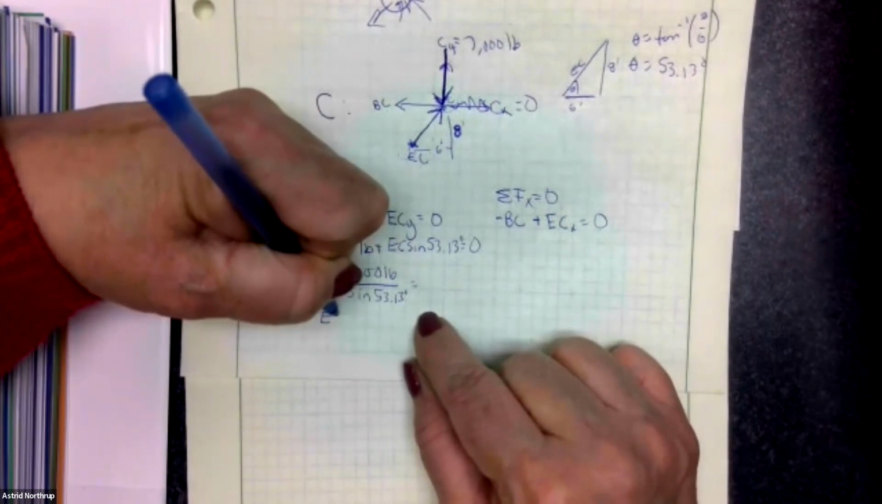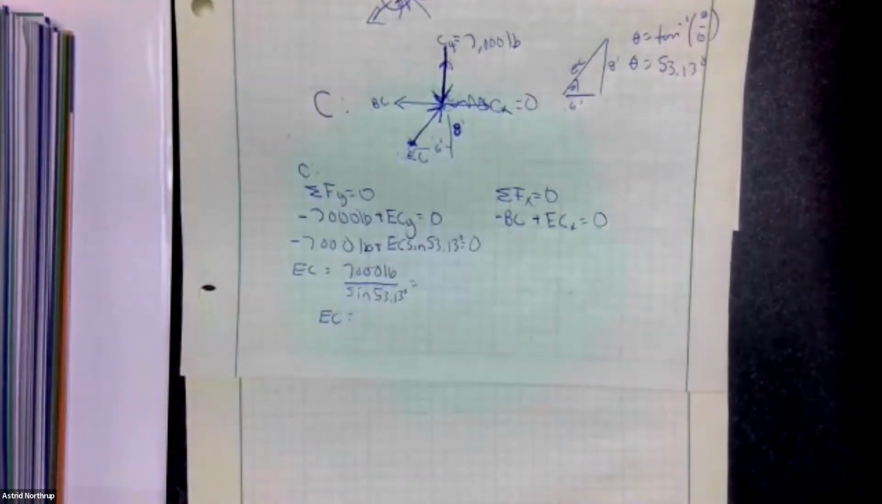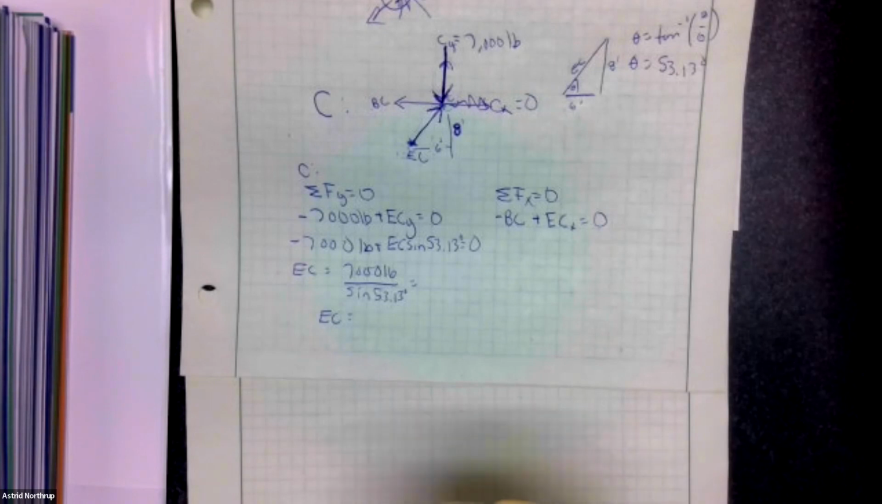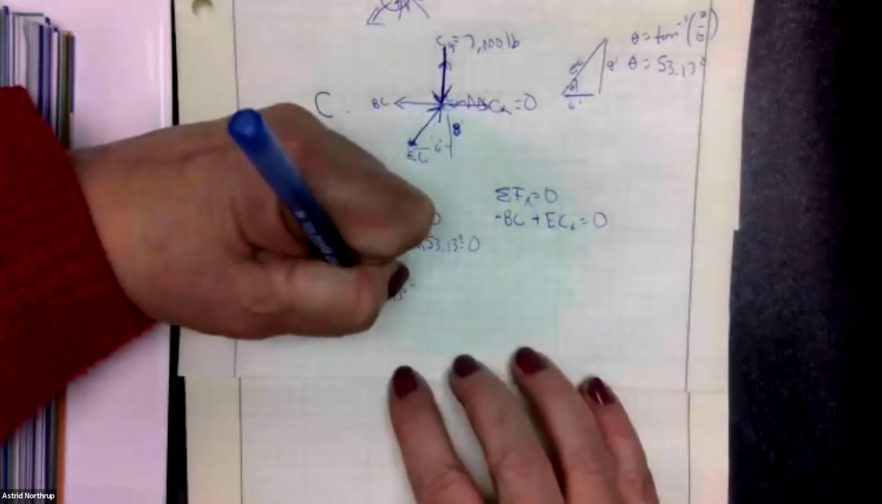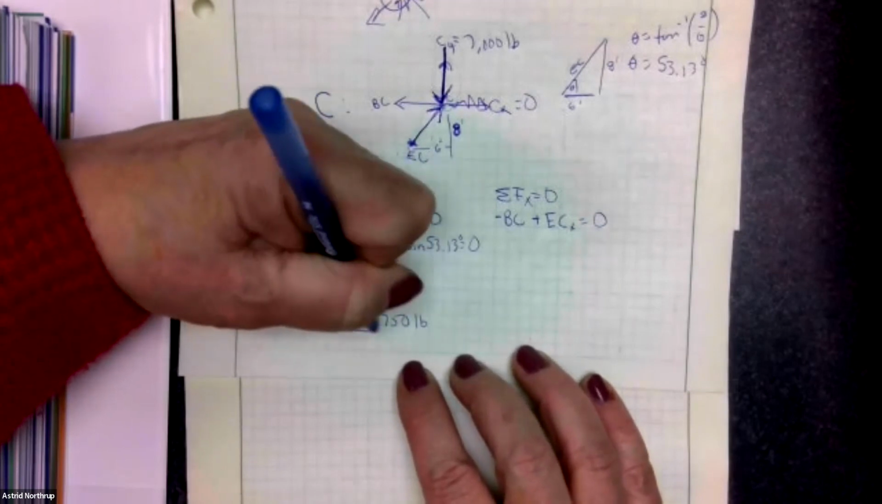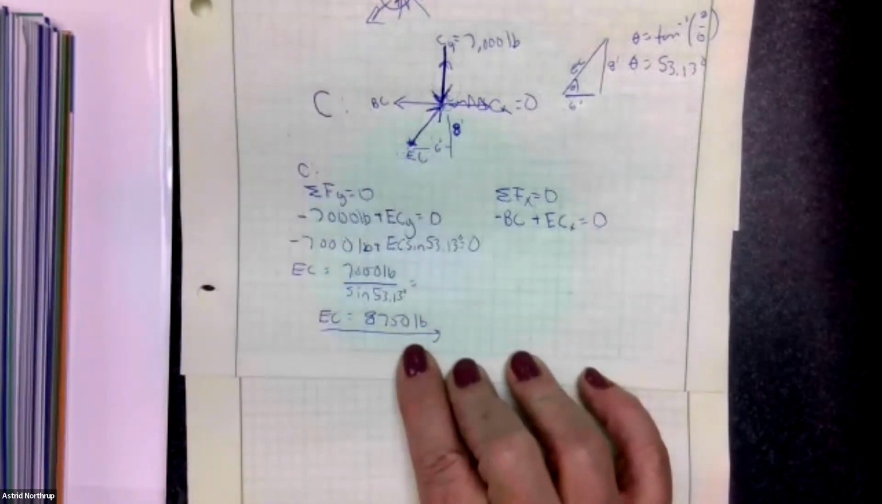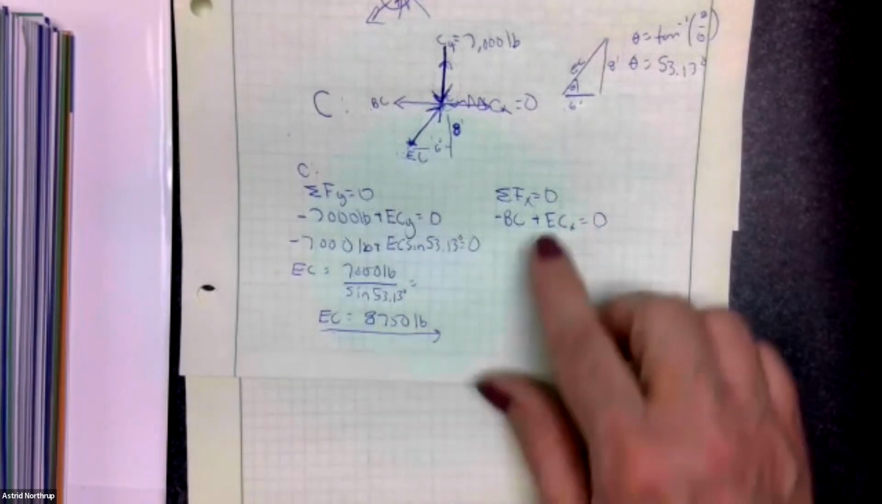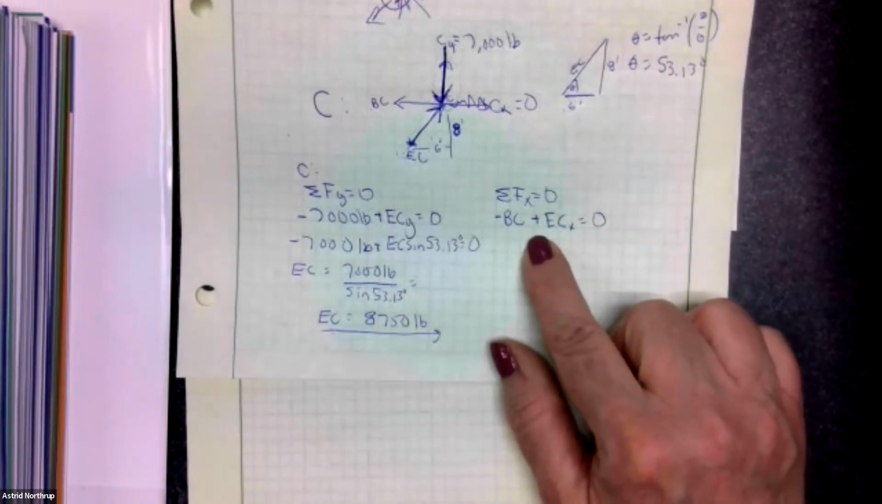And that means that E sub C is equal to sine answer 0.8, which I already knew. And then 1 over that number, multiply that by 7,000. All right, so E sub C turns out to be 8,750 pounds. All right, now we need to find out what B sub C is.